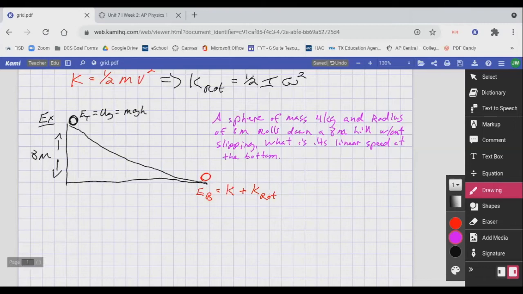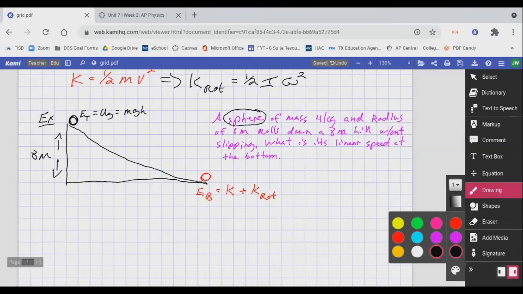Okay, let's get some things that we know from this. All right, it said a sphere, so I'm going to circle sphere. And I'm going to say that for a sphere, I equals 2/5 mr squared. And see, it's rolling, so I'm going to mark rolling without slipping. I'm going to put in my notes that omega is equal to V over R.